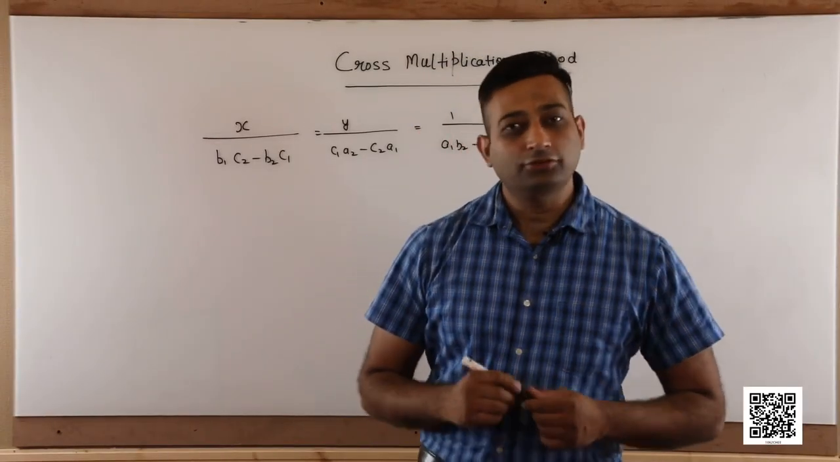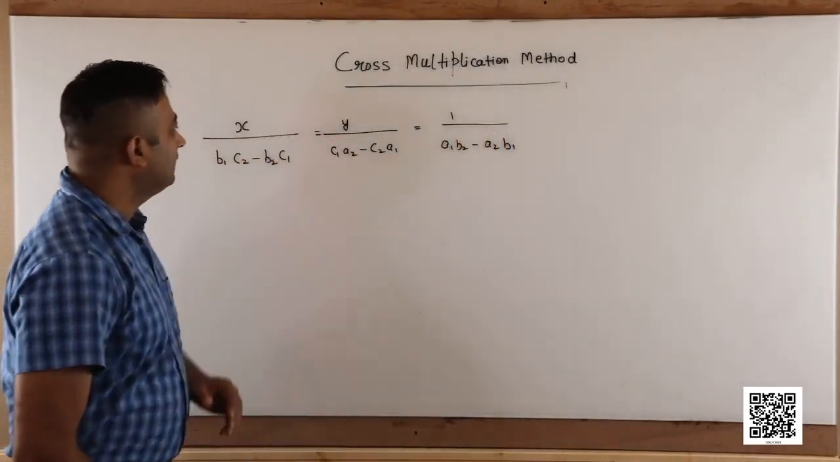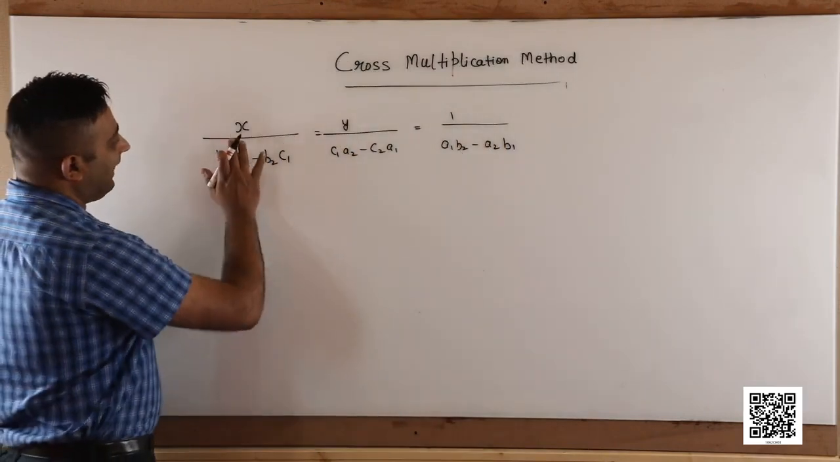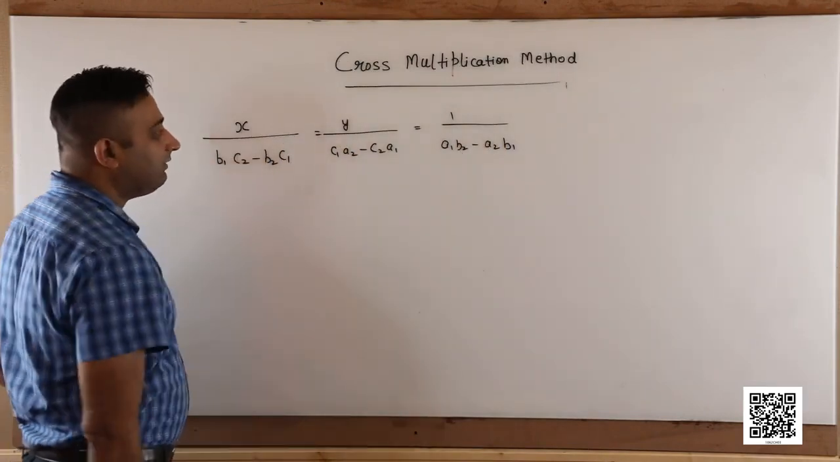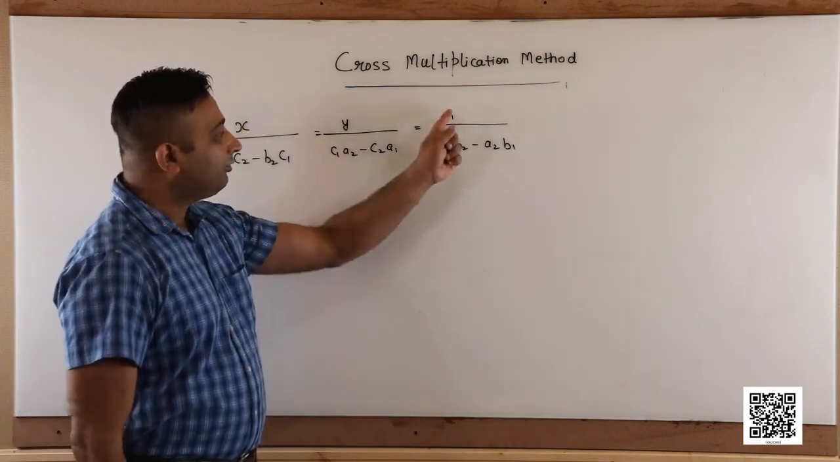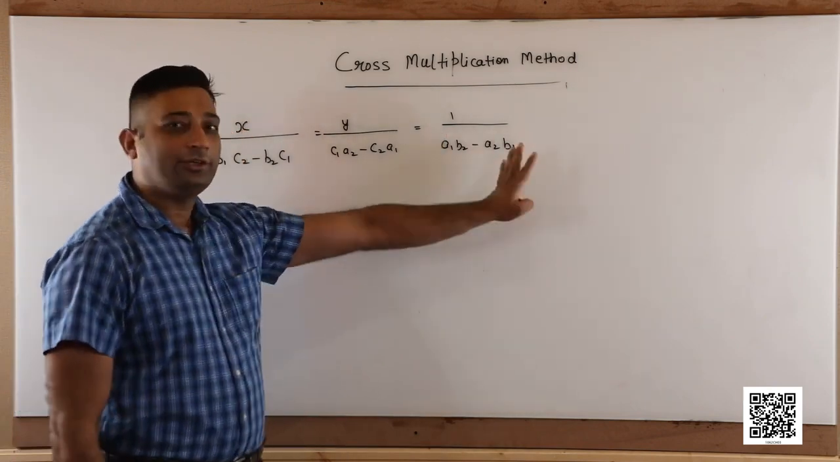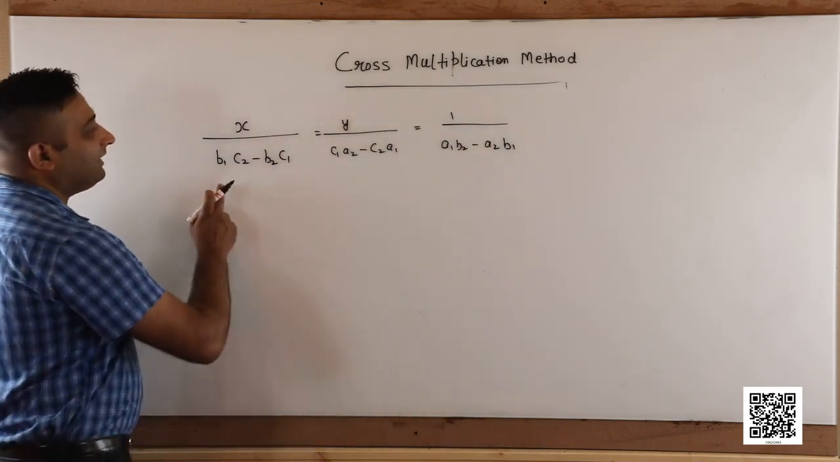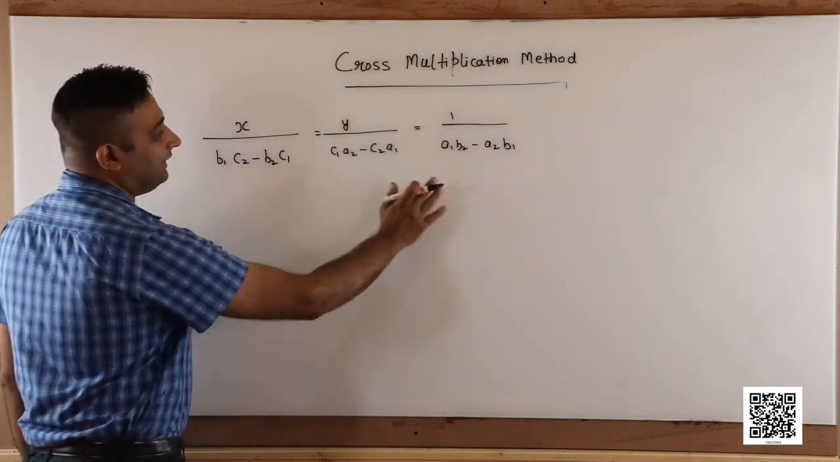We can rewrite the values of x and y in this form. You can see that we have written x upon b1 c2 minus b2 c1 equals y upon c1 a2 minus c2 a1 equals 1 upon a1 b2 minus a2 b1. You can easily find the values of x and y from this relation.